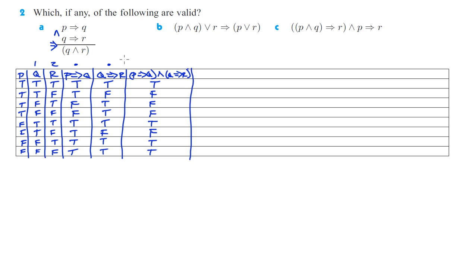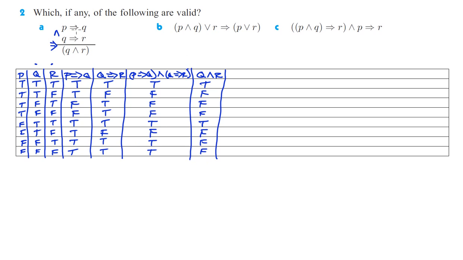And then we have to see if that implies Q and R. The first thing we've got to do is Q and R to see what that works out to be. Q and R, these have to both be true in order for this to be true. So true, true is true. True, false is false. False, true is false. False, false is false. True, true is true. True, false is false. False, true is false. And false, false is false. Okay, so now we have everything we need.